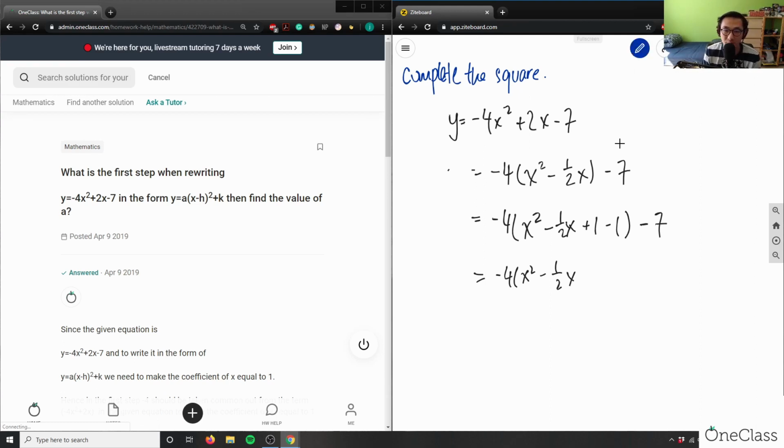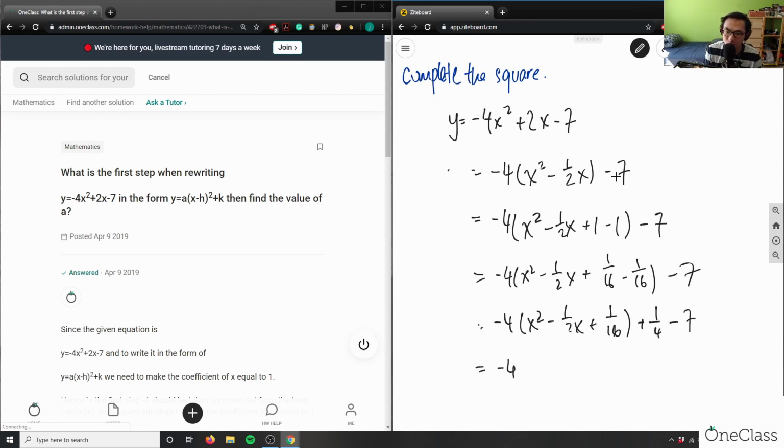So it's half divided by 2. I'm going to divide this number by 2 and then square it. I think I multiplied instead, so let me redo this problem. Half divided by 2 is 1/4, and squaring this term equals 1 over 16. So I'm going to plus 1 over 16 minus 1 over 16 minus 7. That looks more like it. Sorry about that. Then I'm going to take out this negative 1 over 16 by multiplying it by the negative 4, so multiply by positive 1 over 4 minus 7.